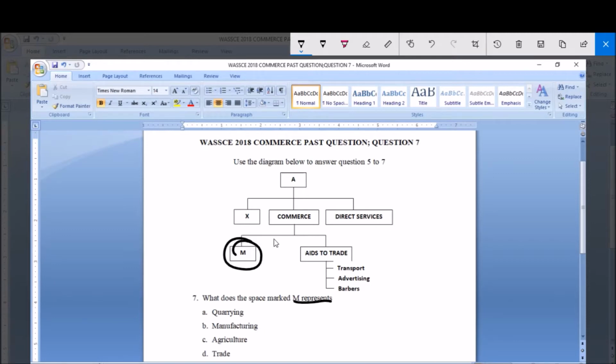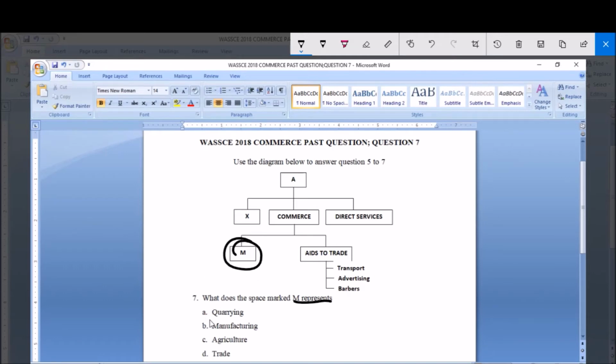If you follow this diagram, at the apex of this diagram we have occupation, and under occupation we have 3 layers. We have what we call industry, we have commerce, we have service, direct or indirect service. Under commerce, as we all know, commerce is divided into two basic angles. Here we have what we call trade, and here we have what we call aids to commerce.